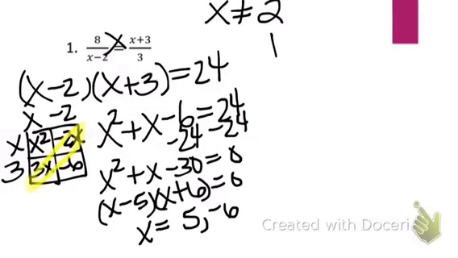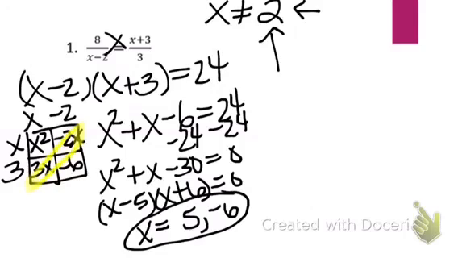Again, we've got to check these domain restrictions. Neither of my solutions are my domain restrictions, so that means they work and are for sure my solutions of my equation. If one of those happened to be the domain restriction, then it would be an extraneous. We'd have to cross it out and say that only one of them was the solution. Okay?